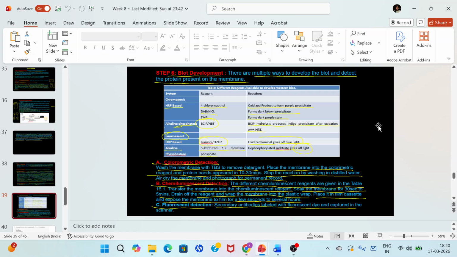There are multiple ways to develop the blot and detect the protein present on the membrane. The different reagents available to develop a western blot include the chromogenic ones, which are HRP based. In this, the substrate is 4-chloronaphthol, which gets oxidized to form a purple precipitate. DAB NiCl2 forms dark brown precipitates. TMB forms a dark purple stain.